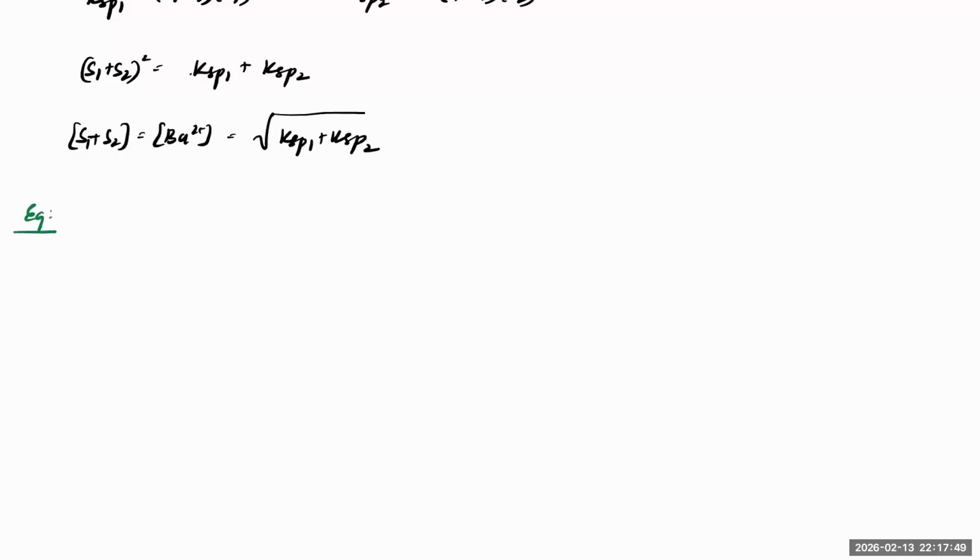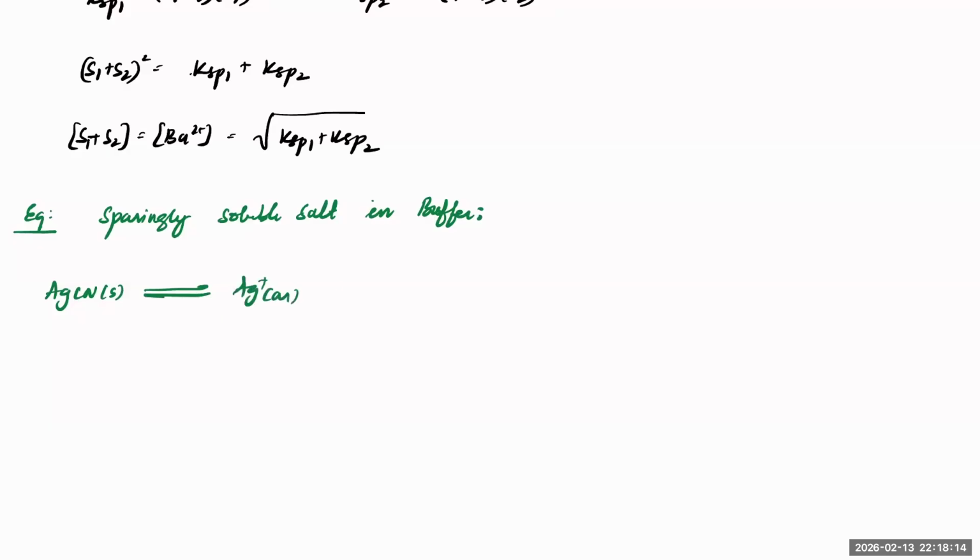The next case is sparingly soluble salt in buffer. If you have it in buffer solution, how do we solve this? Let me show you with an example. Suppose I have AgCN solid. It is in equilibrium with Ag+ aqueous plus CN- aqueous.